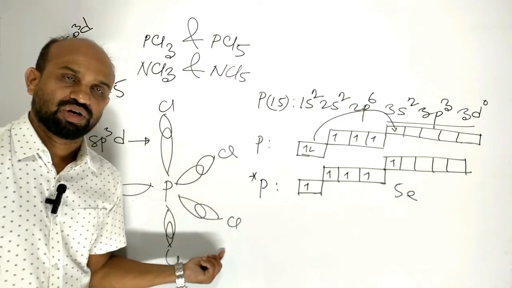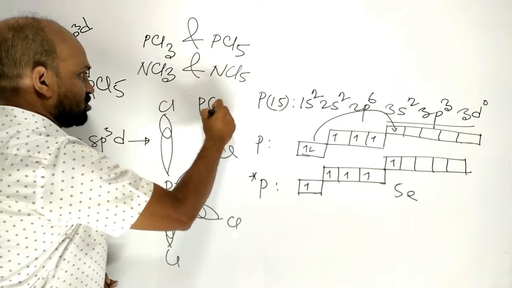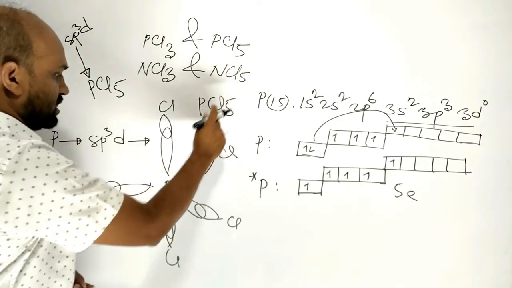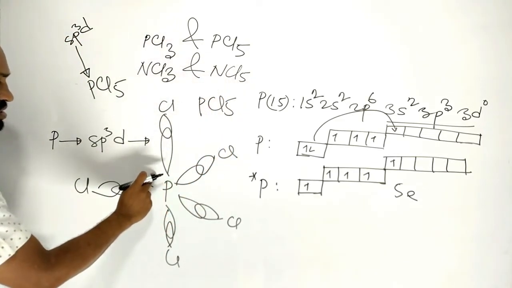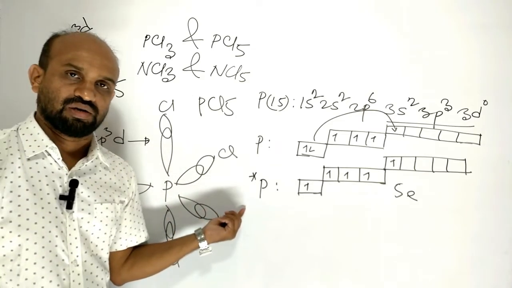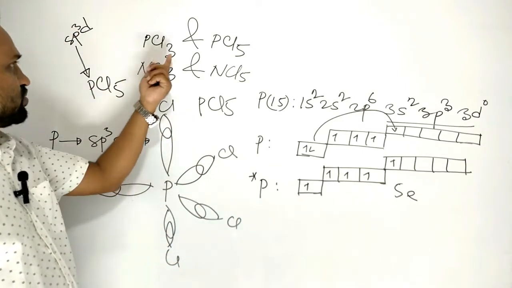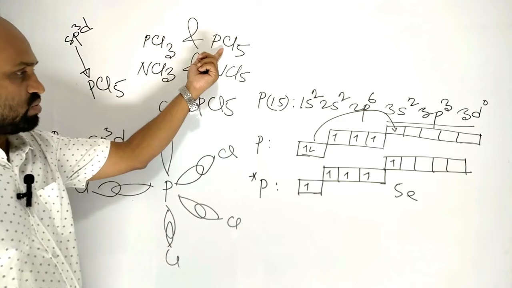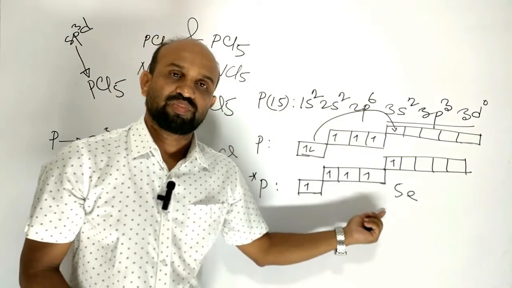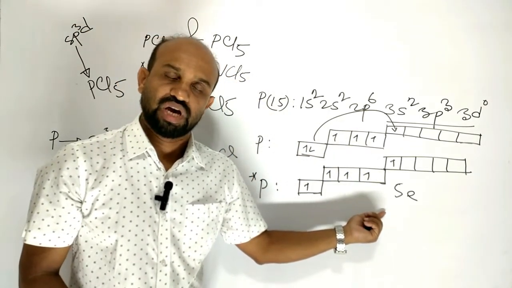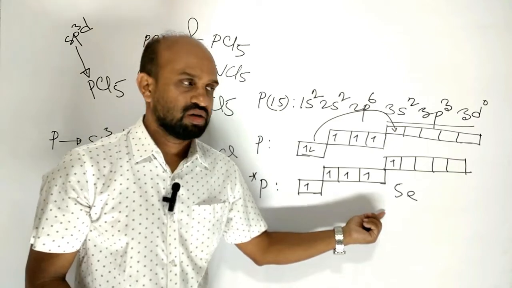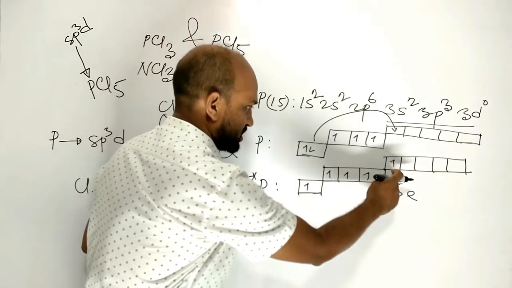This is the way phosphorus pentachloride is formed, and its shape is trigonal bipyramidal. Here, phosphorus pentachloride is formed because of the presence of vacant d orbitals. Here, vacant d orbital is present.